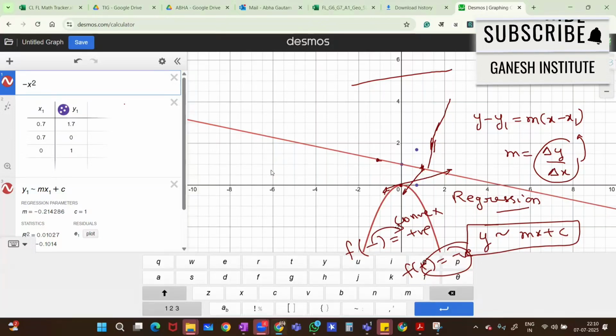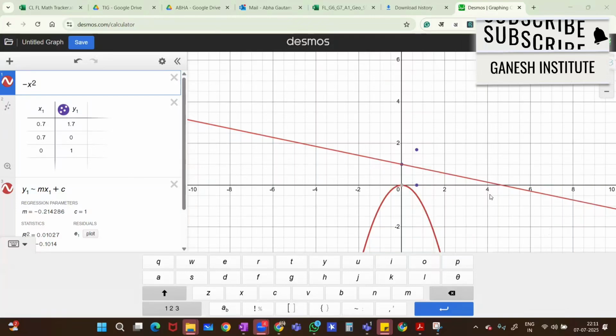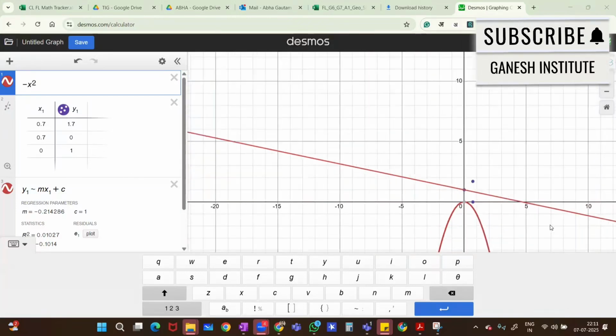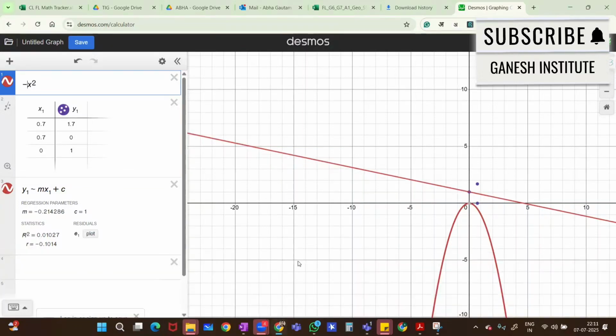I was supposed to stop the annotation, otherwise it was not letting me click on anything. Where is annotation? Okay. Can you see minus x square? And the regression points, the chord is below and the tangent is above the graph. Is it fine?